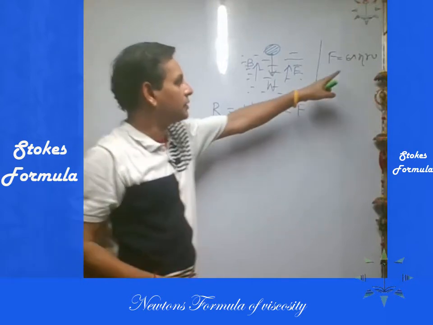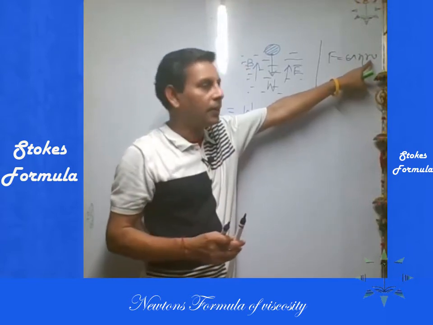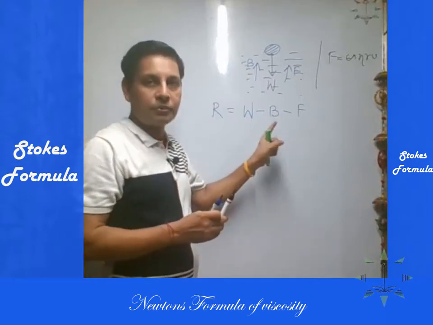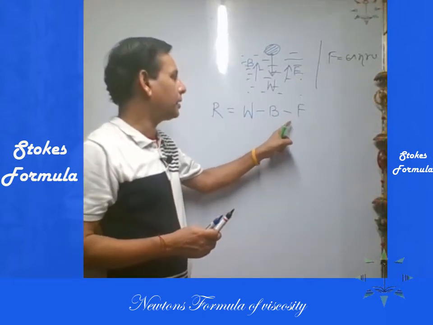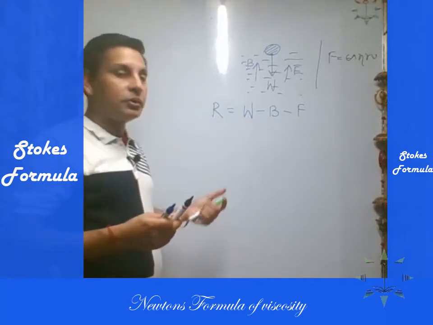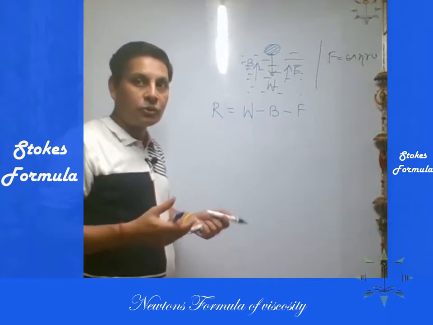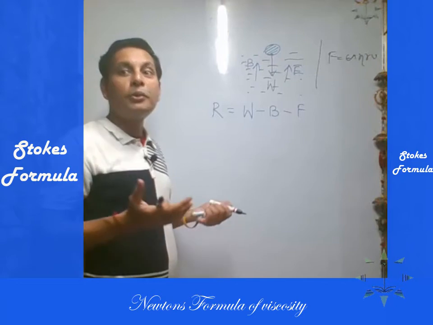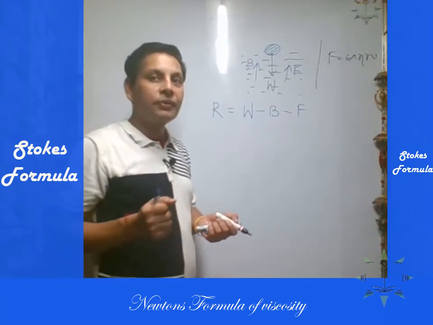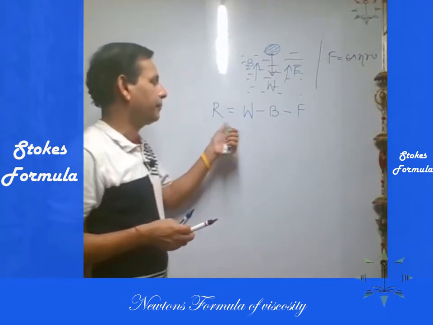Okay, see, as this sphere is falling through this fluid, velocity will increase. What happens when velocity increases? From W, the force F keeps being subtracted more and more, and as it keeps being subtracted, what happens? The resultant becomes zero at some time. If there is no resultant force, it means there will be no acceleration, and the body will fall with constant velocity. This is very, very important.